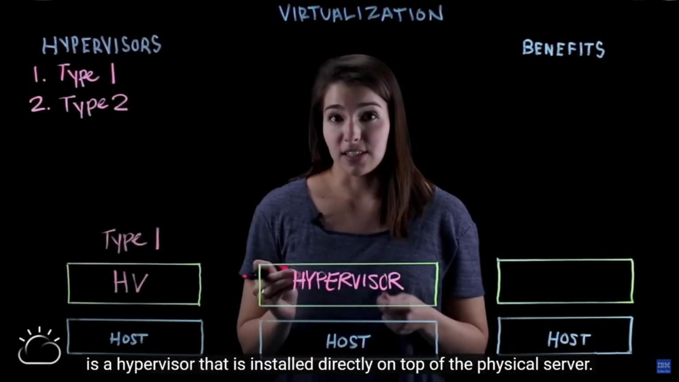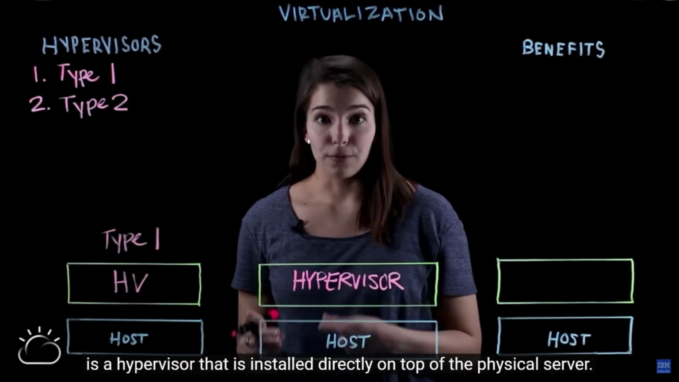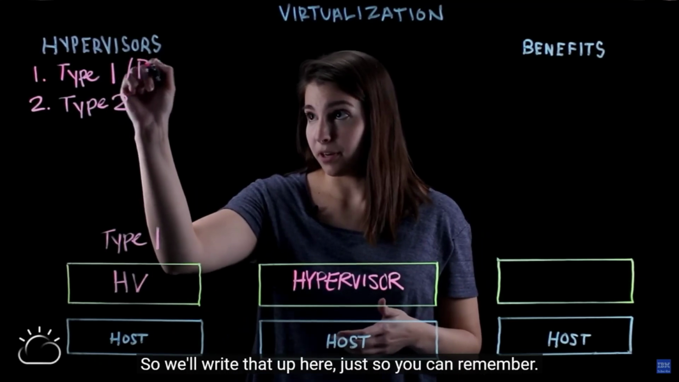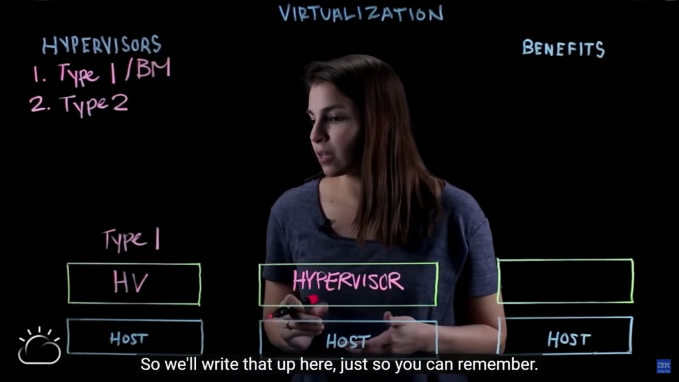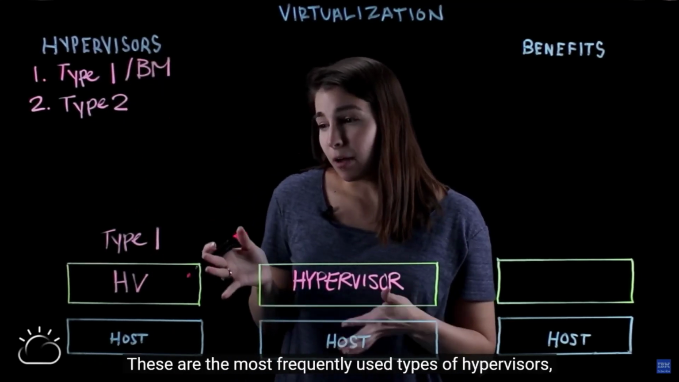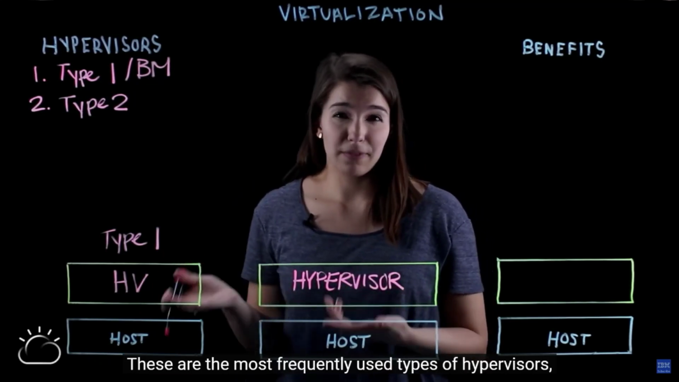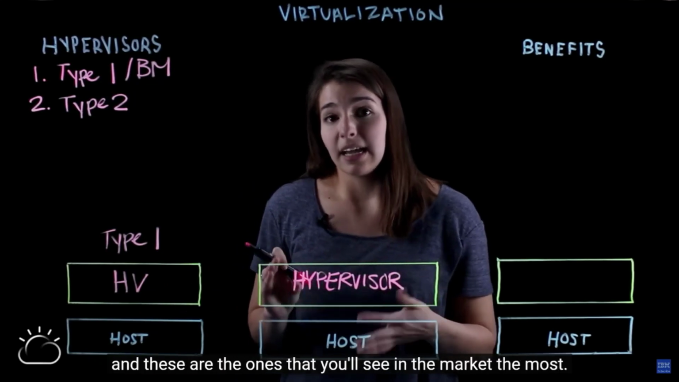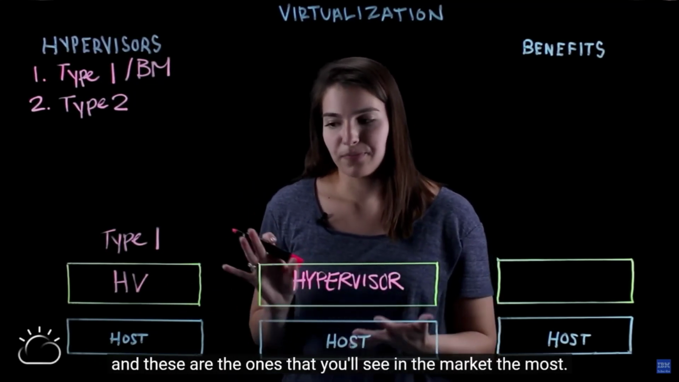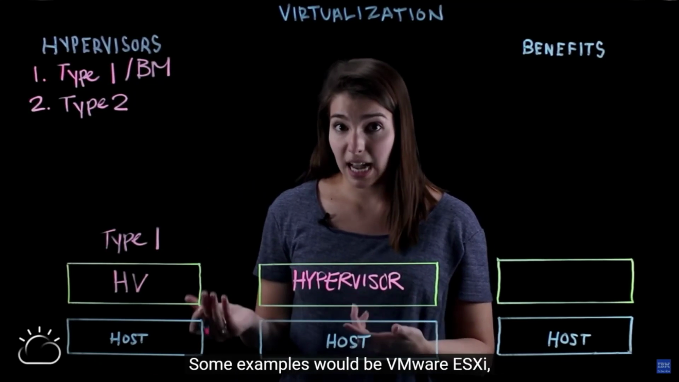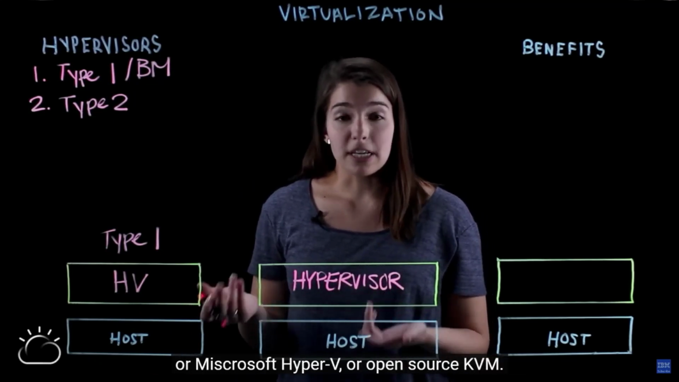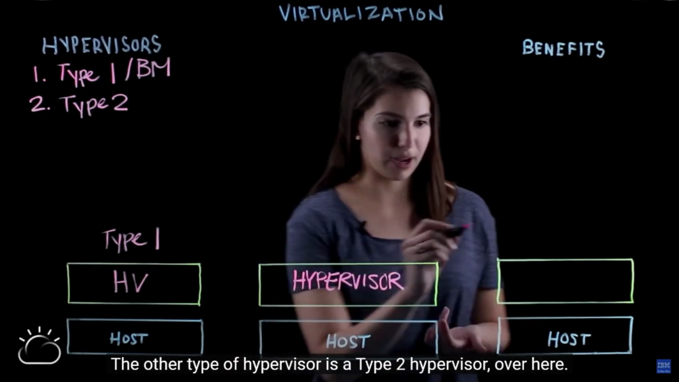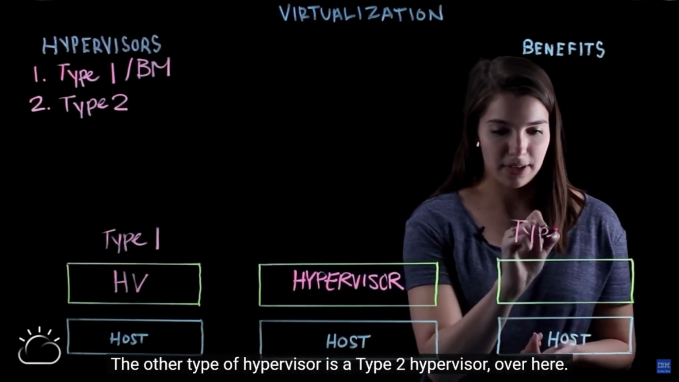is a hypervisor that is installed directly on top of the physical server. They're also called bare metal hypervisors, so we'll write that up here, just so you can remember. These are the most frequently used hypervisors, and they're most secure, they lower the latency, and these are the ones that you'll see in the market the most. Some examples would be VMware ESXi, or Microsoft Hyper-V, or even open source KVM. The other type of hypervisor is a type 2 hypervisor over here.